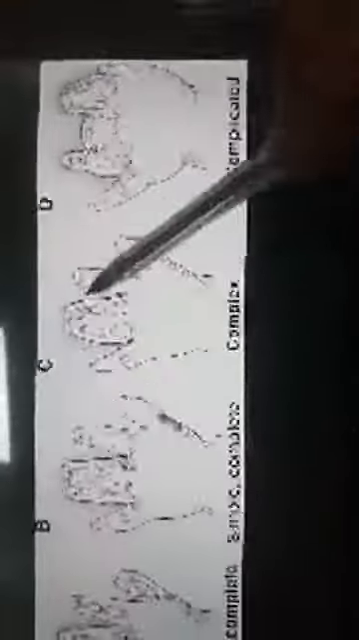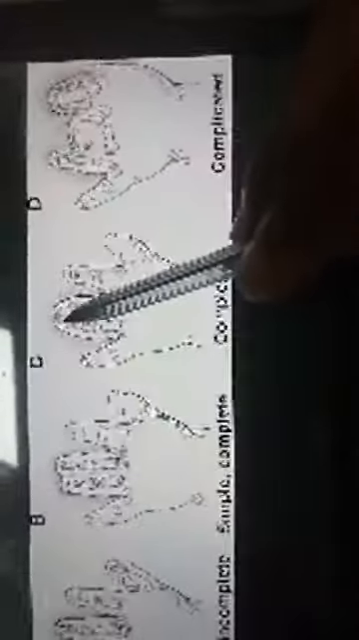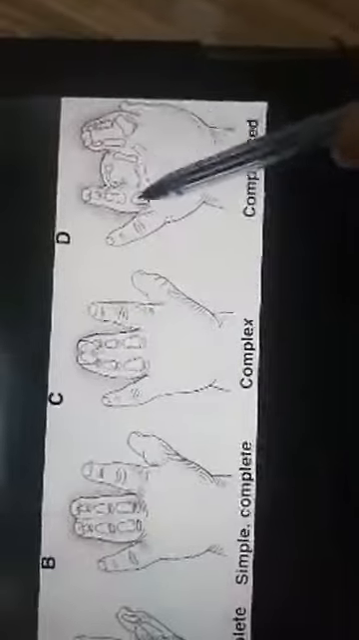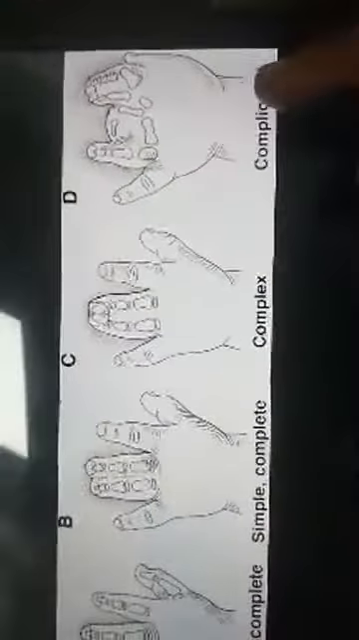So the complex type actually has the edges joined together, and the bones can even fuse at the end. The complex one is where you have the bones disorganized. So this is actually another type of syndactyly, which is a complex type. You can see it here.